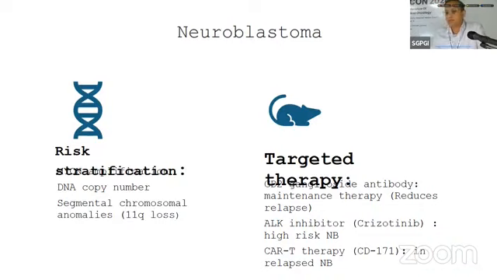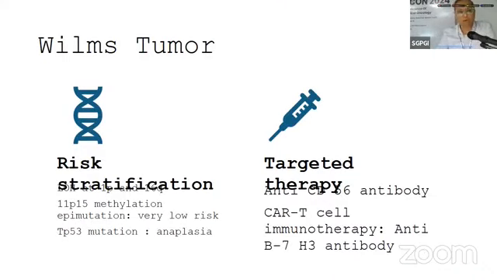ALK inhibitors like crizotinib are being investigated in neuroblastoma also. Wilms tumor, we already talked about the loss of heterozygosity at 1p and 16q. Then there is 11p methylation. In the group of Wilms tumor patients, we all know about the chemotherapy-related toxicity.